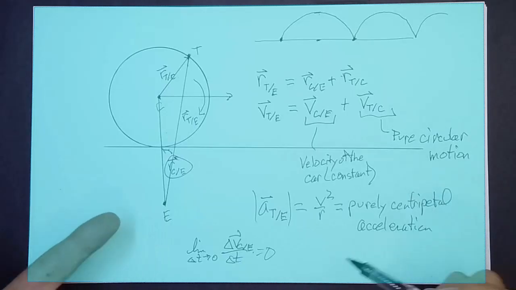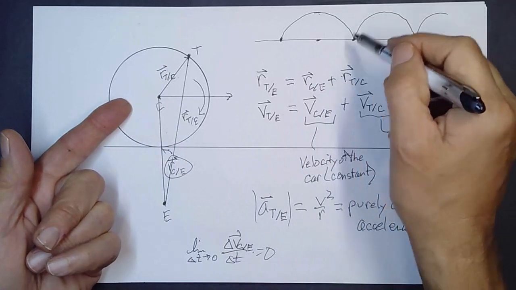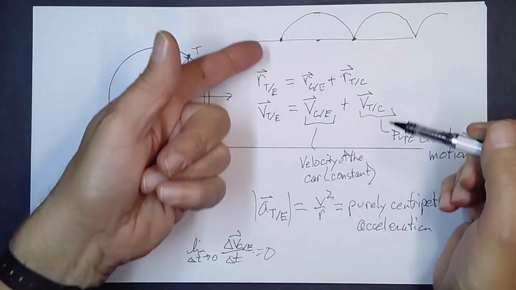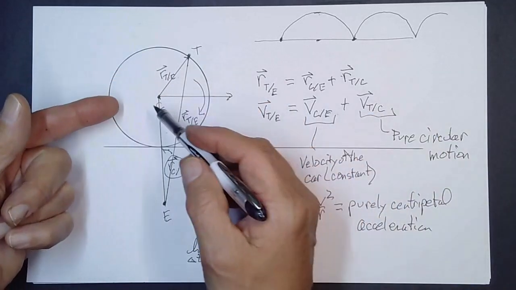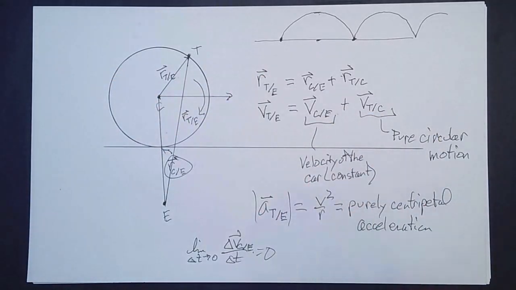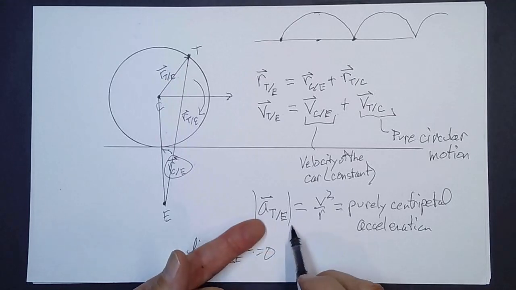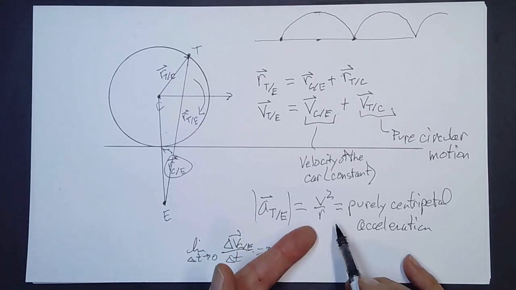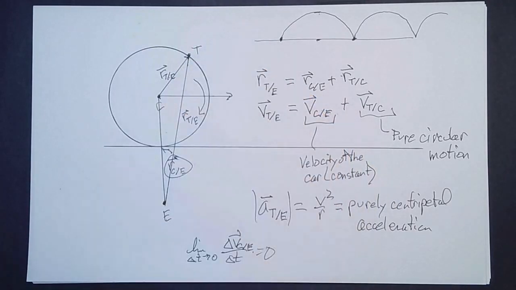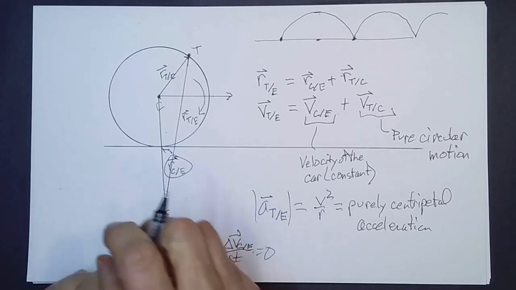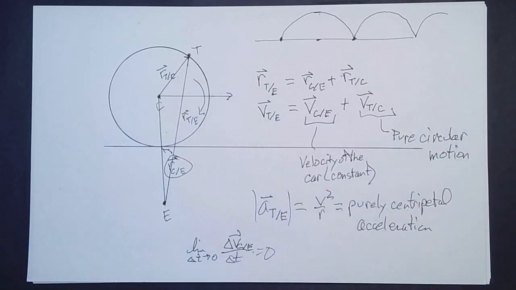And so even though it's doing this crazy motion, when you subtract out the constant velocity that the center of the wheel has, you get purely centripetal motion. And when you calculate the acceleration, that's the only acceleration that that piece of tread out there on the edge of the tire happens to have. And so it was okay that we calculated it and ignored the fact that the car was actually rolling along.